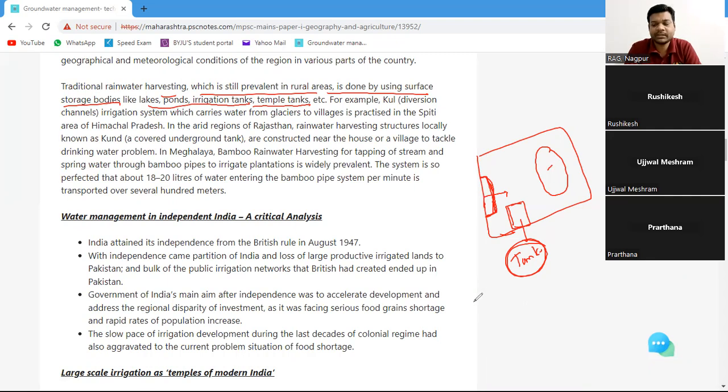Nagar style temples are constructed in the northern part of the country. That means Uttar Pradesh, Bihar, Madhya Pradesh, and the Gujarat area. The majority of the northern part of the country is endowed with larger rivers and has an ample amount of water, so they need not store water.